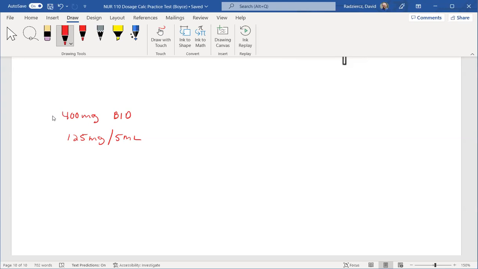Just as far as dosages are concerned, it doesn't sound like it told us if it was by mouth or intramuscular or intravenous, but let's just assume it's by mouth. It is oral. It does say oral. Okay, so PO BID. When we're administering the medications, if it's by mouth, it's either going to be tablets, capsules, or milliliters.